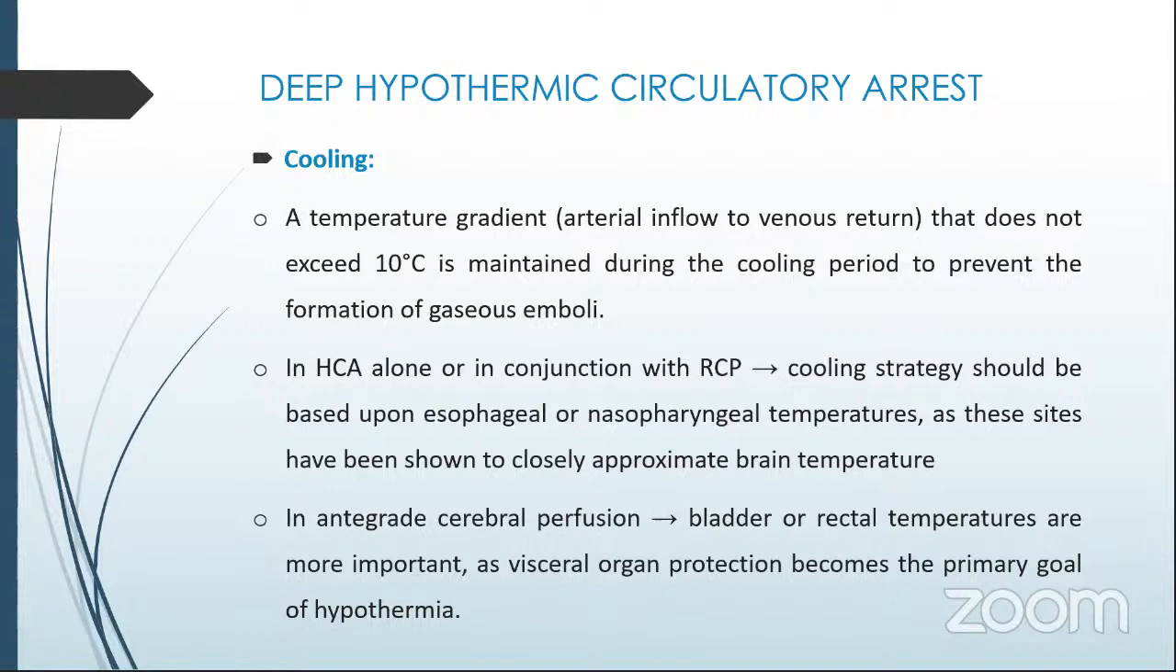During the cooling, we have to keep in mind that the temperature gradient between the venous return and the arterial inflow should not exceed 10 centigrade to prevent the formation of gaseous emboli. And when using hypothermic circulatory arrest alone, or in conjunction with retrograde cerebral perfusion, the cooling strategy will be based upon esophageal and nasopharyngeal temperature, as these two sites have been shown to approximate the brain temperature. But when using antegrade cerebral perfusion with the circ arrest, bladder or rectal temperature is more important, as in antegrade cerebral perfusion, visceral organ protection is the primary goal of the hypothermia.